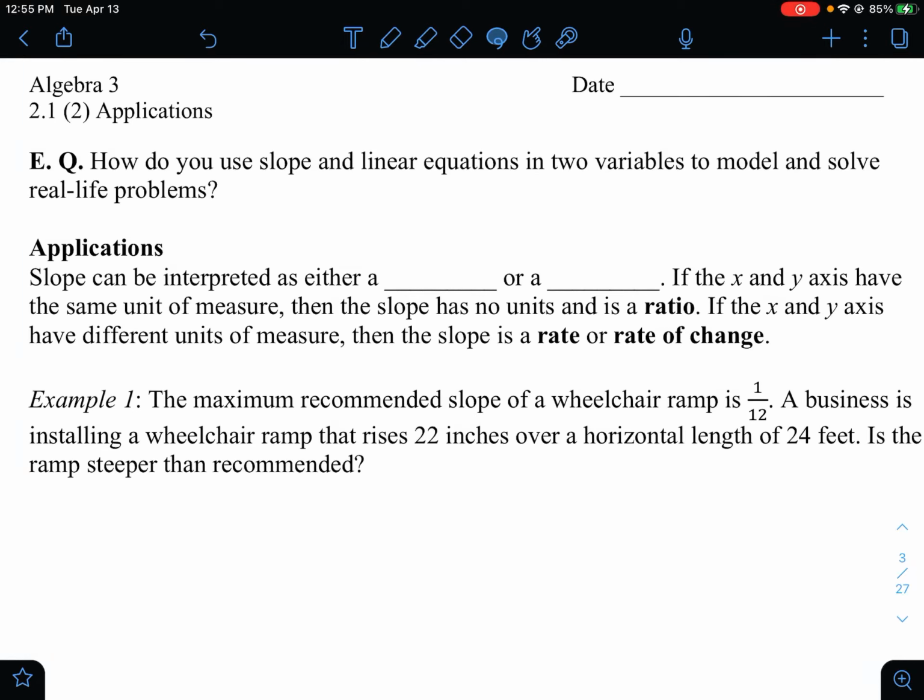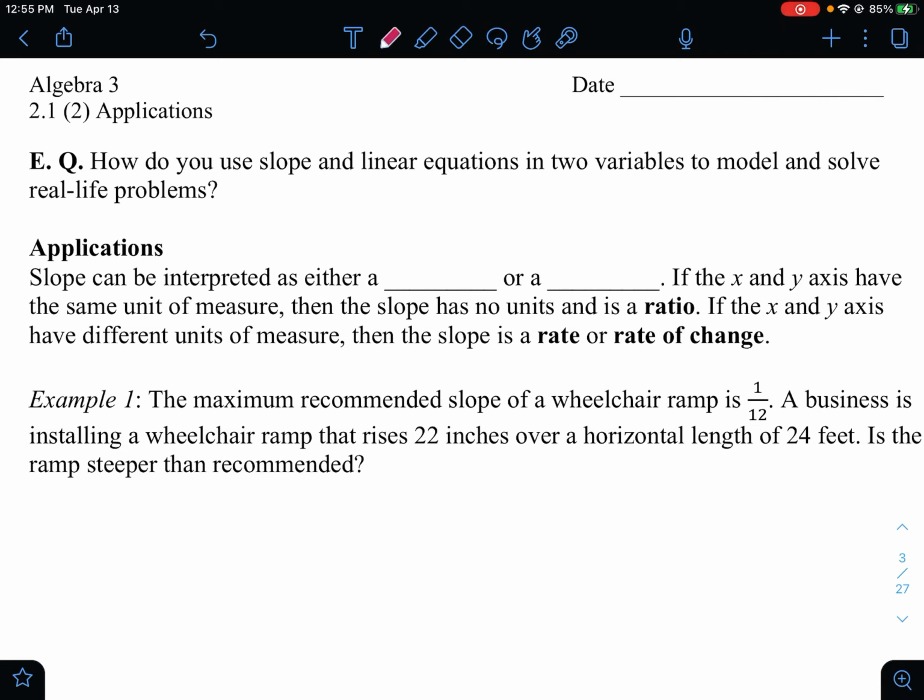Today's lesson is on applications of linear equations. So remembering what we did yesterday, linear equations are of the form y equals mx plus b, where m is your slope, b is your y-intercept. So talking about slope, we also think of it as a ratio or a rate.